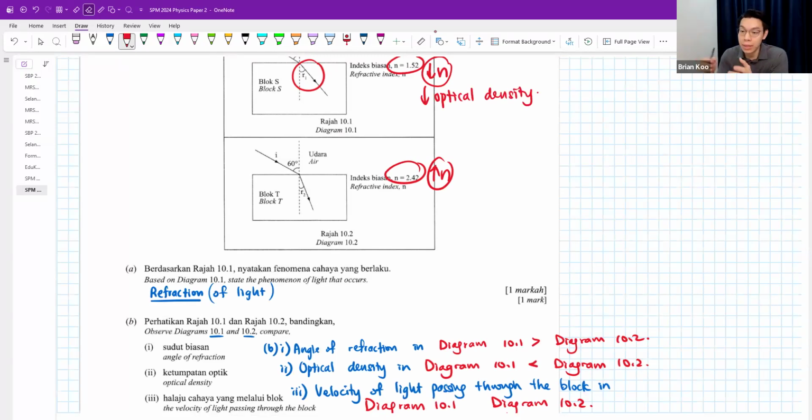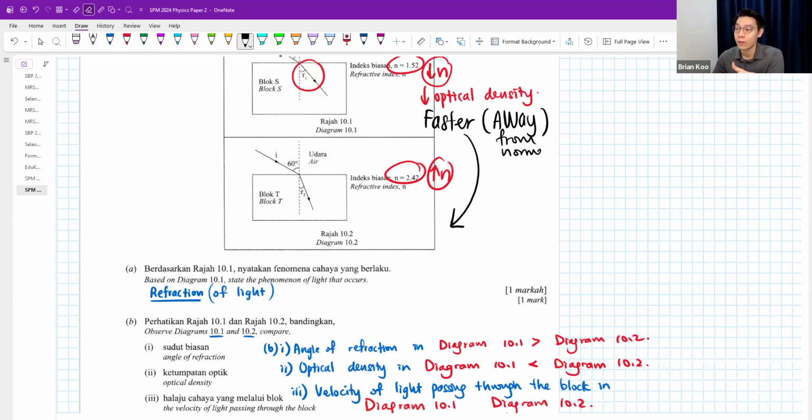Oh, sorry, when we answered part B2, I didn't realize that they were asking about optical density. I thought they were just asking about refractive index. But a low refractive index means a low optical density, right? And low optical density always means that it is going to move faster, faster as compared to this diagram. And faster means you will see that it will go away from the normal, meaning it should have a bigger refracted angle.